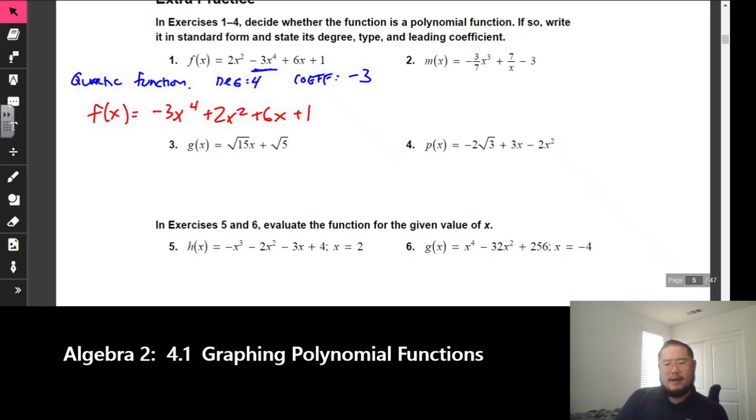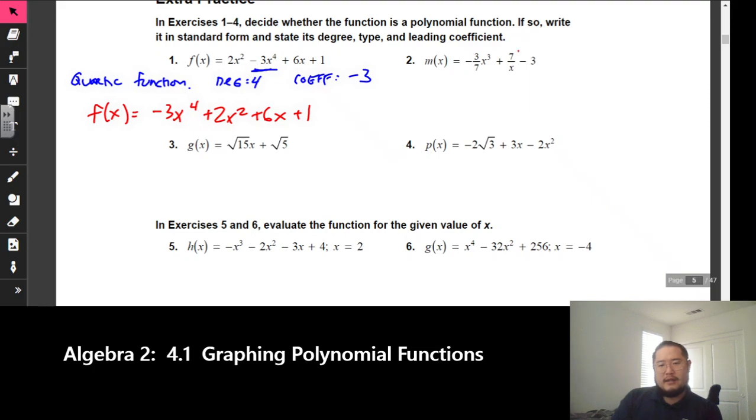Let's take a look next at number 2. We've got negative 3 over 7, x to the third, plus 7 over x minus 3. So things look a little confusing. We do have a coefficient, and the leading coefficient would be that negative 3 over 7. And you can have fractions for a coefficient. That's perfectly fine. However, the problem here is this.